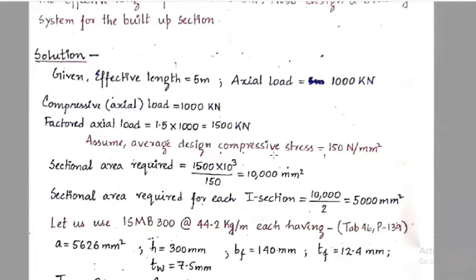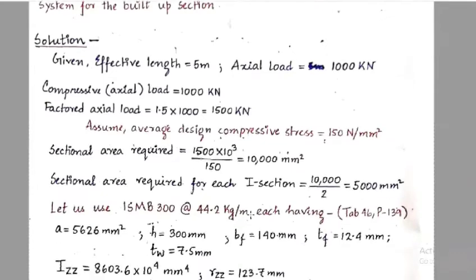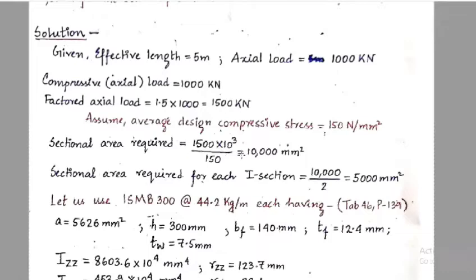Clear? So with the help of this axial load and the average compressive stress, I will be calculating the total sectional area which is required in order to build up my built up column. So I divide the load by the compressive stress, sorry, it will be the other way around. I will divide the load by the compressive stress, and that is equal to 10,000 millimeters square. So this is the total cross-sectional area for my 2 rolled I sections.